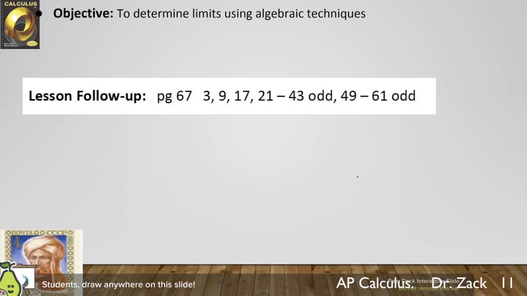So today's lesson follow-up is on page 67, and I just wanted to send you a reminder that you should not be working for more than 60 minutes. Make certain that you pace yourself and enjoy your practice.